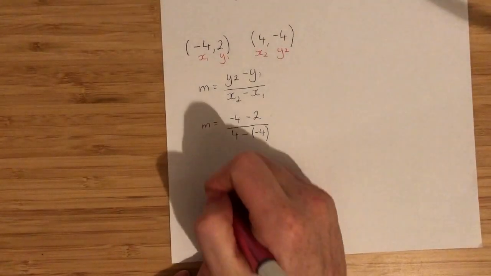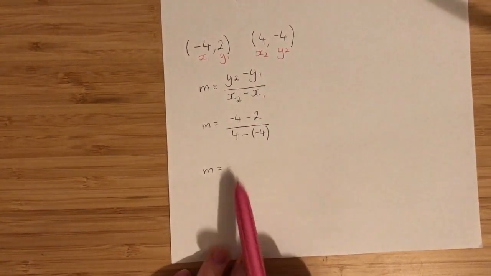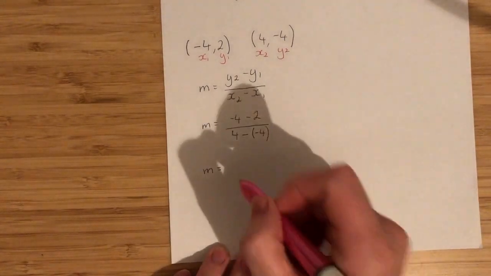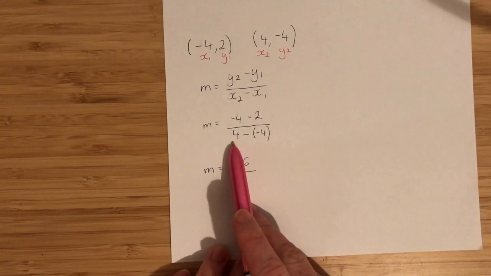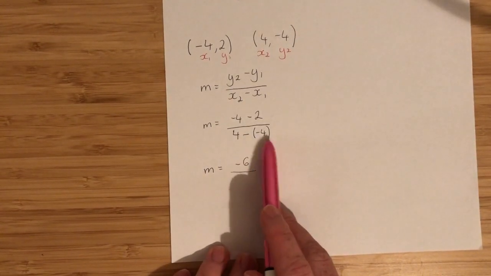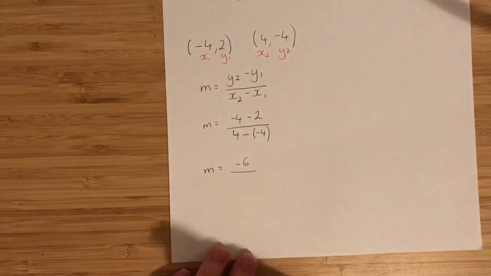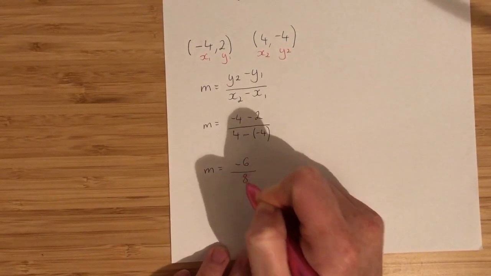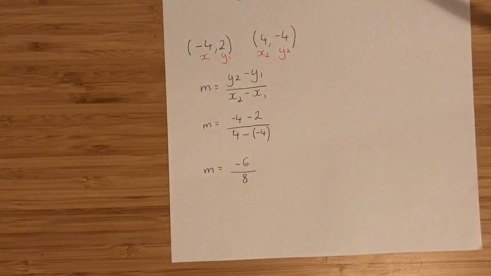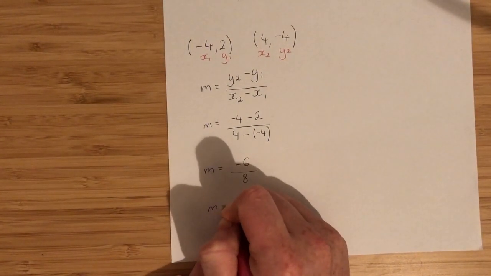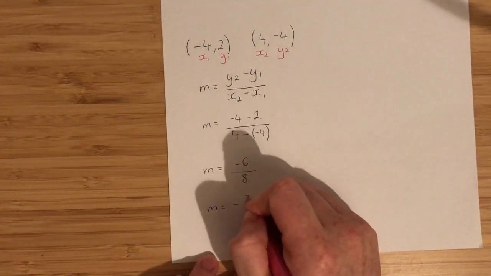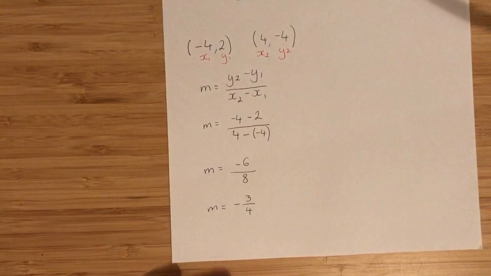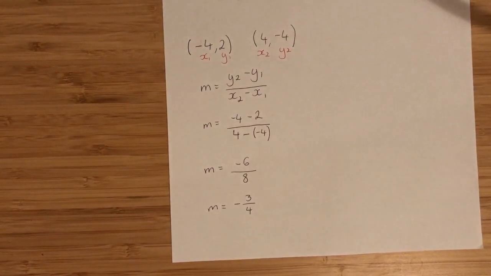Okay, let's tidy that up. So m equals negative 4 take away 2. We've got negative 6 on the top. And 4 minus negative 4. So if you take away a negative number, that's the same as plus. So we've got 4 plus 4, sorry, which is 8. So gradient is negative 6 over 8, which we can simplify to negative 3 over 4, dividing them both by 2. And that's our gradient.